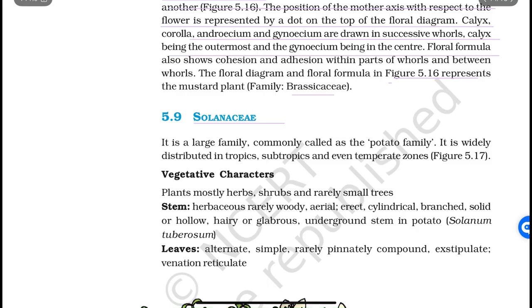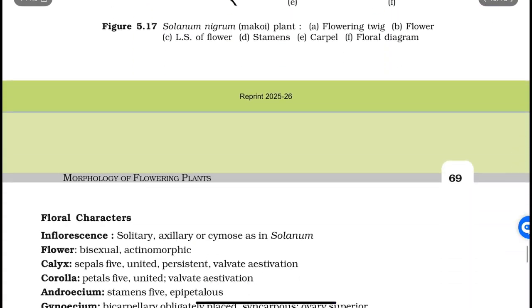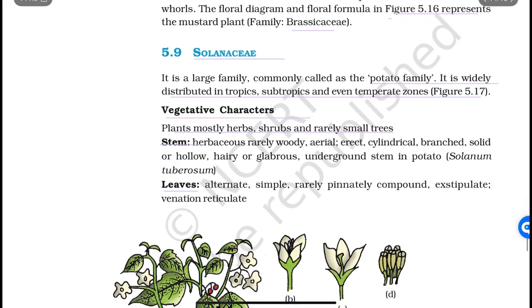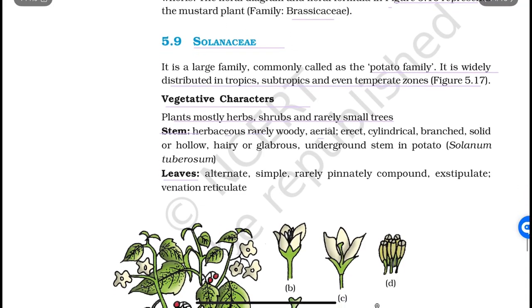It is a large family commonly called the potato family. It is widely distributed in tropics, subtropics, and even temperate zones. Vegetative characters: plants are mostly herbs, shrubs, or rarely small trees. Stems, leaves, and some floral characters are given. Stem: herbaceous, rarely woody, aerial, erect, cylindrical, branched, solid or hollow, hairy or glabrous. Underground stem in potato, Solanum tuberosum.